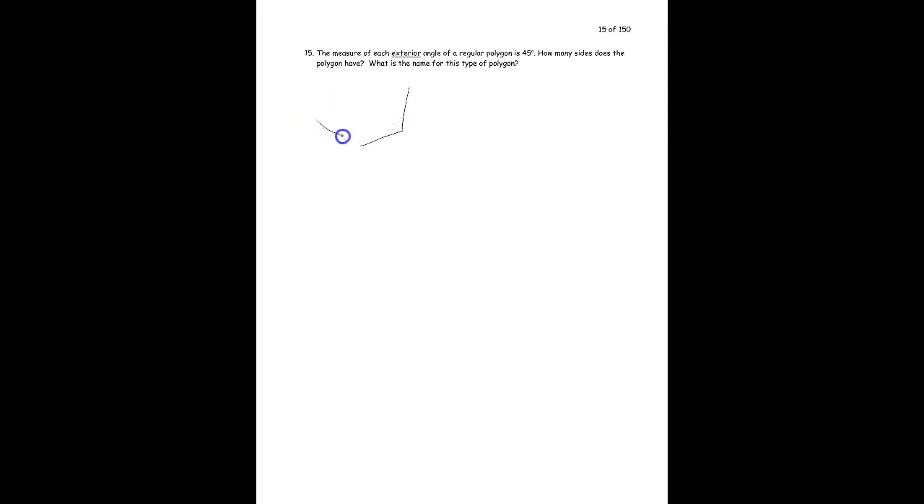Here, if this is a part of our polygon, we know every exterior angle equals 45 degrees. Well, we know that they all have to add up to 360. But we don't know how many sides there are, so I'm going to call n the number of sides. So 45 degrees times n has to be 360, and then we can just solve this proportion for n. 360 divided by 45 gives us 8, and we know that 8 sides, hopefully, is an octagon.